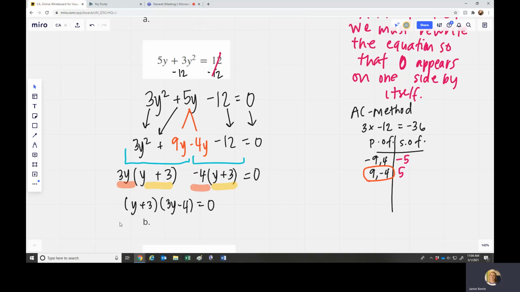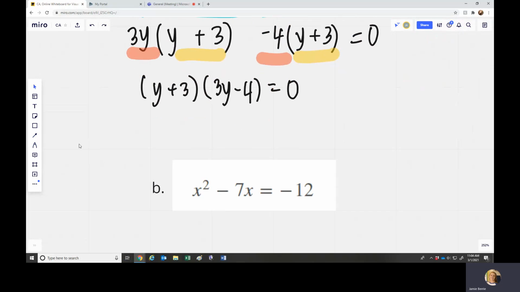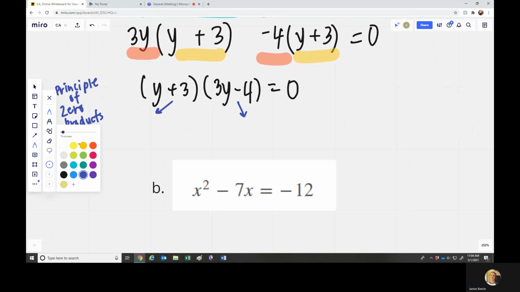Now we're going to use that principle that I talked about earlier. It's called the principle of zero products. That means when you have a product of two things and they're equal to 0, you can use this principle. The principle of zero products says that if you have two things being multiplied together and they equal 0, then at least one of those things has to be 0. So basically, you just take each piece individually and set each one equal to 0 and solve them separately. Super easy.